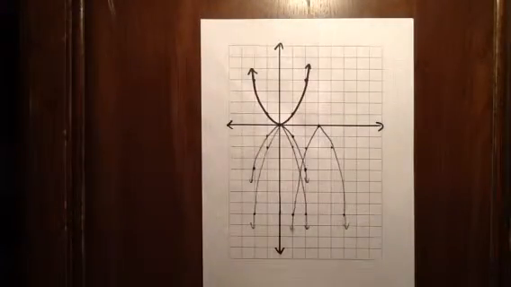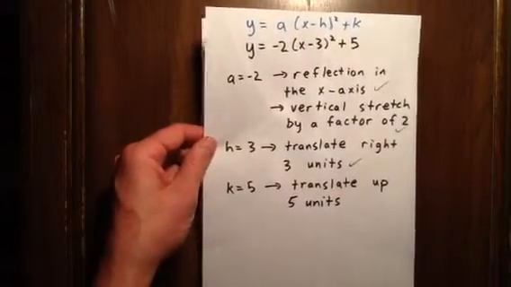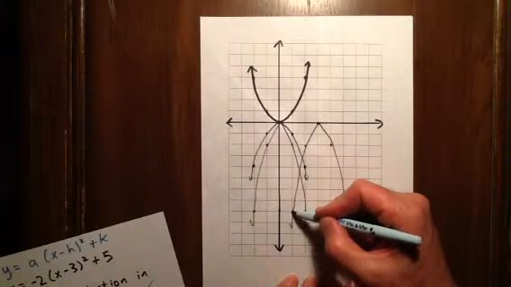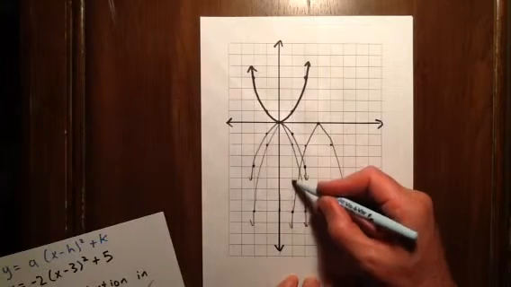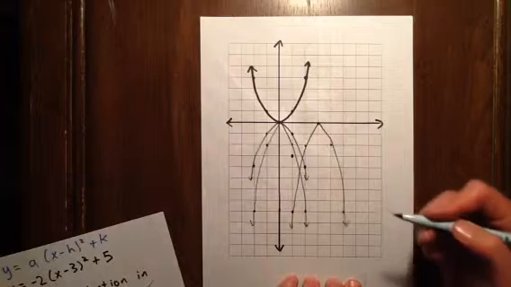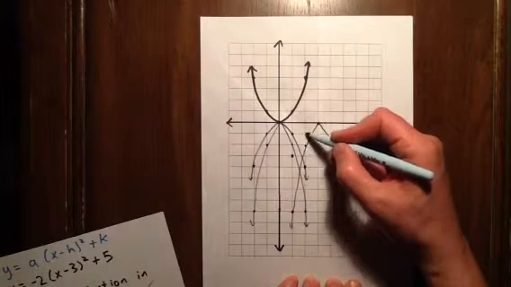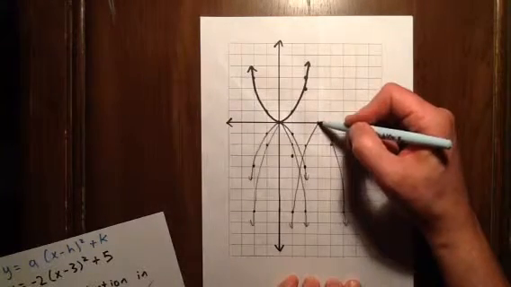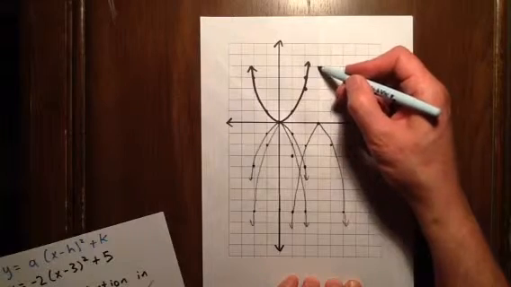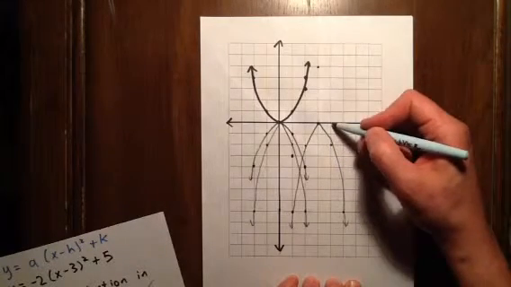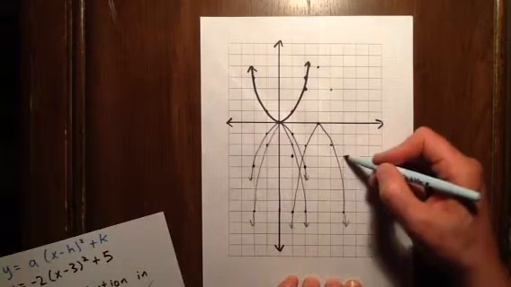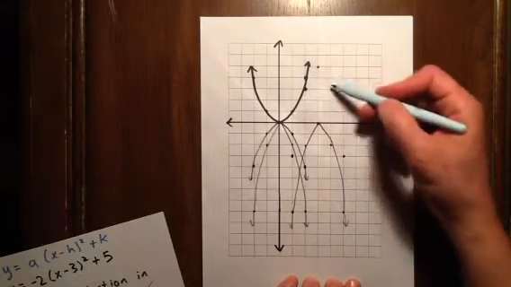Okay? And my final one I have to deal with is to translate up 5 units. So I'm going to translate that up 5 units. And so that just means every one of these points is going to get moved up 5. So this point right here gets moved up 5 spots to right there. This point right here gets moved up 5 spots to right there. That point is moved up 5 spots right there. This point is moved up 5 spots. And finally this point is moved up 5 spots. And I've got a new parabola right here.